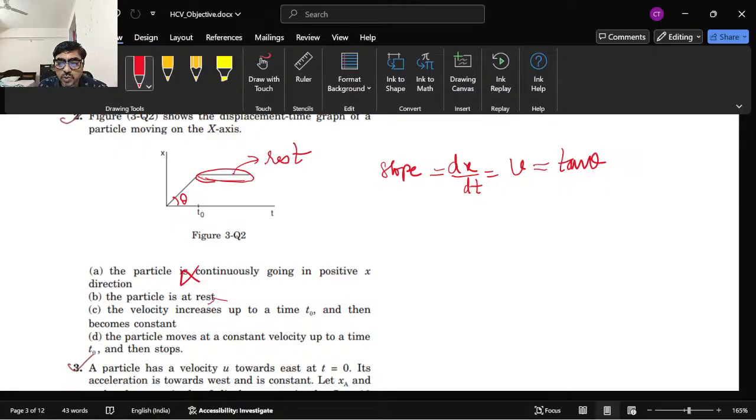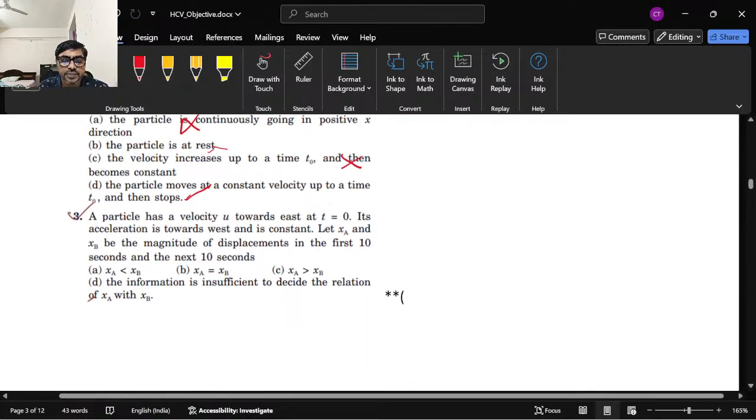Velocity increases up to T naught, then becomes constant. No, velocity is constant up to T naught. Constant slope meaning velocity is constant. Speed is constant or velocity is constant. In 1D, the magnitude of velocity is basically speed. Particle moves at constant velocity up to a time T naught and then stops. So that is the answer. So answer is option D. Very good. Now next question.